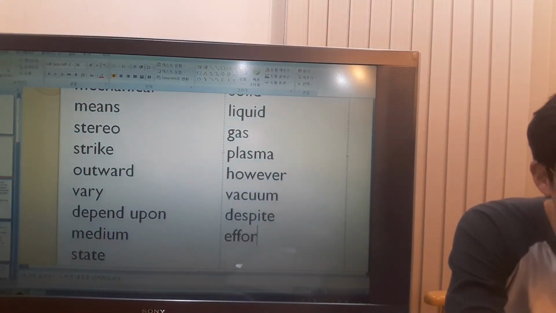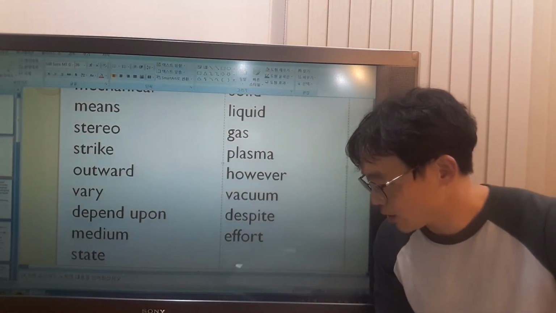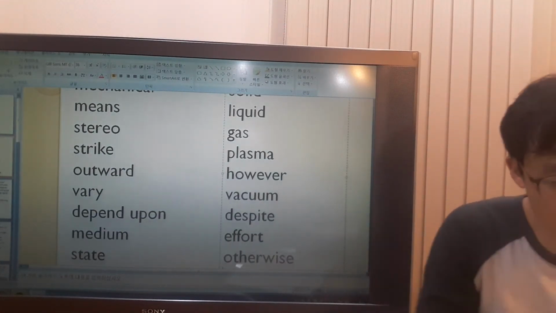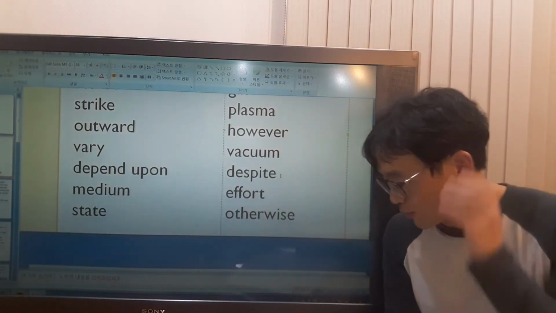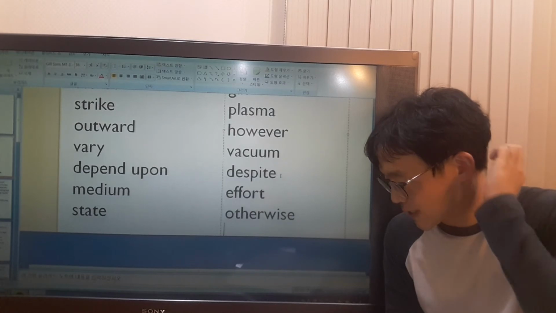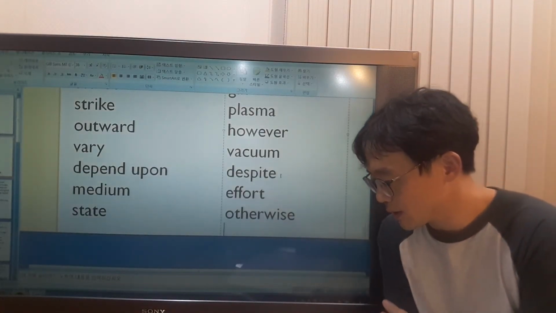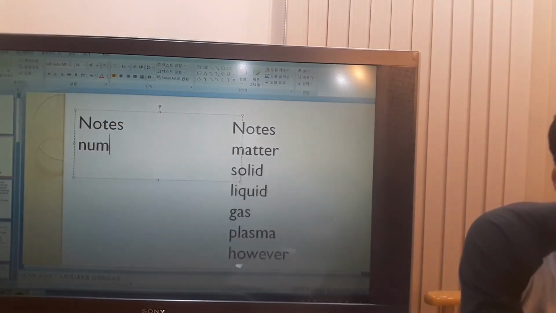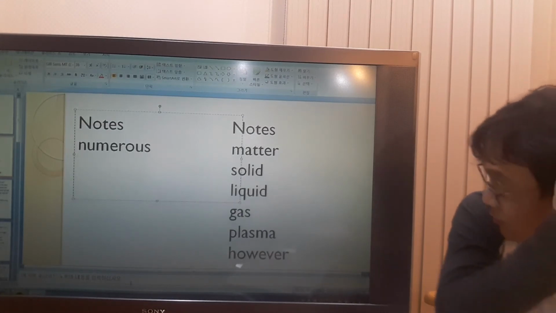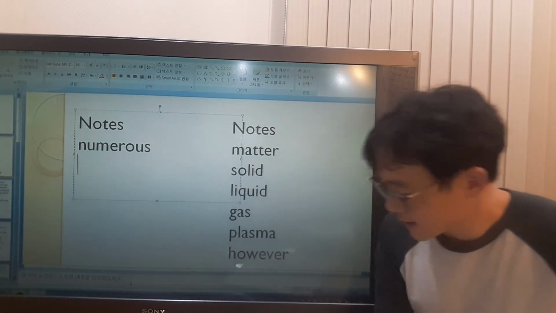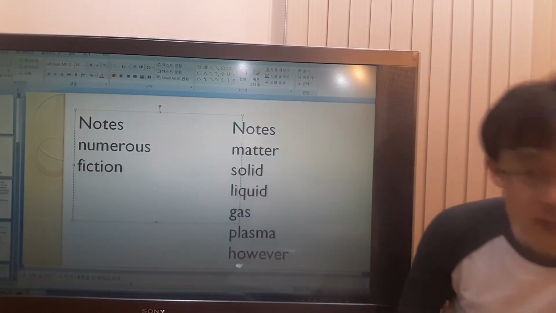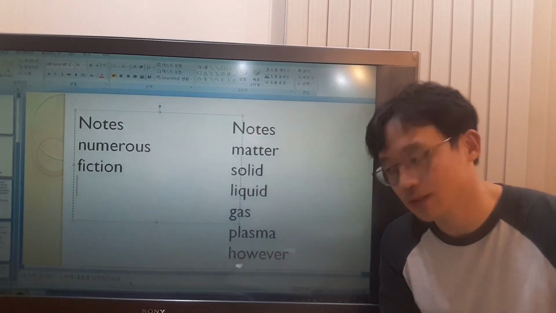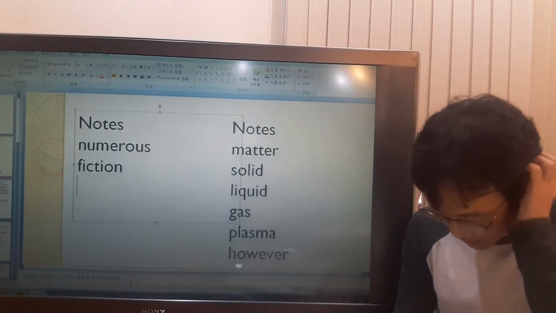Effort, what is effort? If you make effort, you try to do something. Hollywood's best efforts to prove otherwise. What does that mean, prove otherwise? Prove otherwise means, in this case, proving that sound can travel through vacuum. Okay? In numerous science fiction movies, what does numerous mean? Numerous means in a large number. Numer means number. Okay? Science fiction movies. What's a fiction? Fiction is a story which has imaginary people and events in it. Okay? Rather than real people and events.